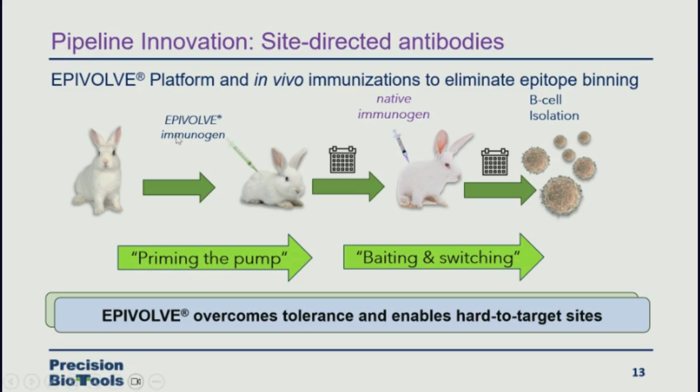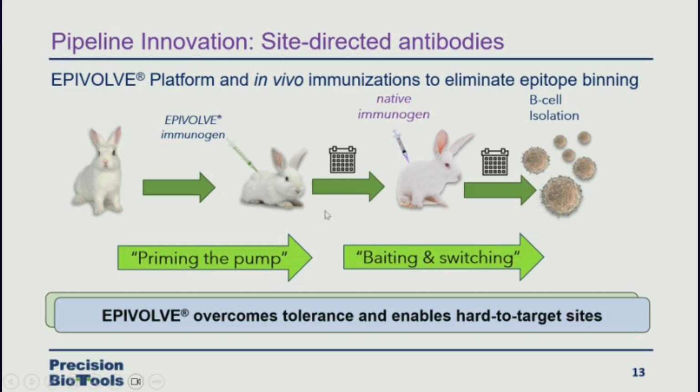What we do is we first immunize the animal with an immunogen where the position that you're interested in is modified. So, for example, if you have 100 amino acids and you want an antibody against position 60, we would make an immunogen where position 60 is now a modified hapten. So it's very immunogenic. It focuses the immune system in the animal to that site. It overcomes tolerance because that modification doesn't exist at that site. And it also makes any hard to target sequence immunogenic because the focus is towards that particular site.